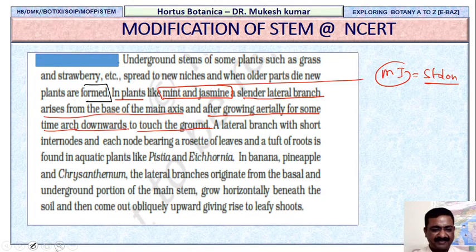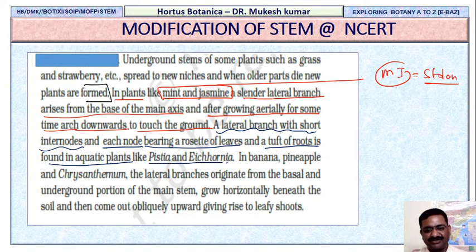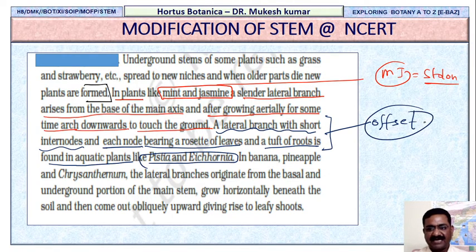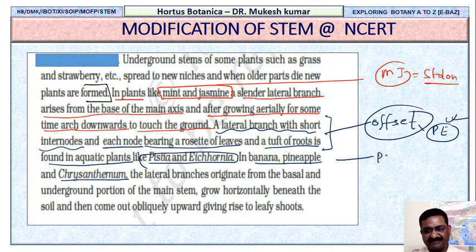Now, second, we have another example, another terminology: a lateral branch with a short internode, each node bearing a rosette of leaves and a tuft of roots, found in aquatic plants as in Pistia and Eichhornia. So this is nothing but offset. Clear? We have already studied offset, and the examples are Pistia and Eichhornia.